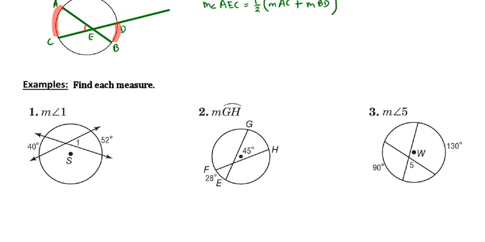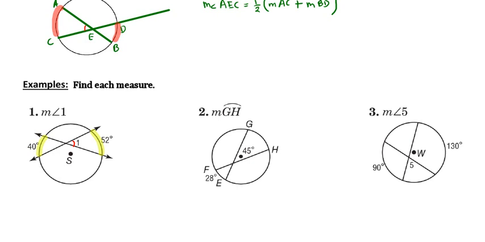The instructions say find each measure. So in this case, we're finding the measure of angle 1, which is this angle here, and that is formed by these two secants that are intersecting inside the circle. So the measure of this angle should be half of these two arcs. The measure of angle 1 would be half of the sum of these two arcs, which are 40 and 52.